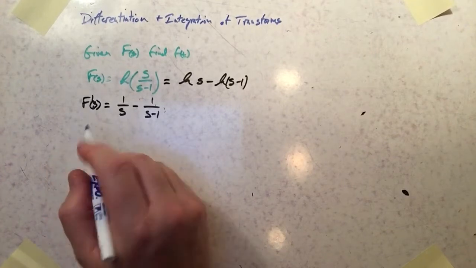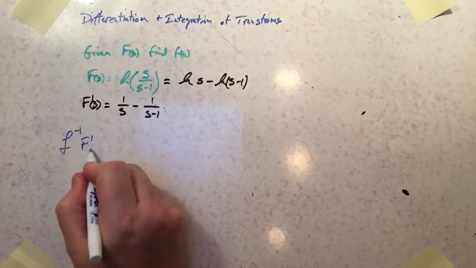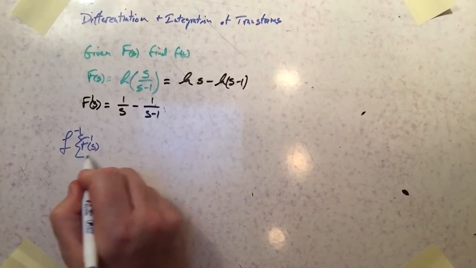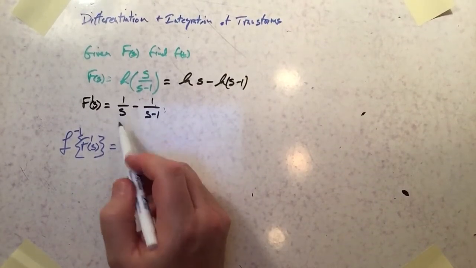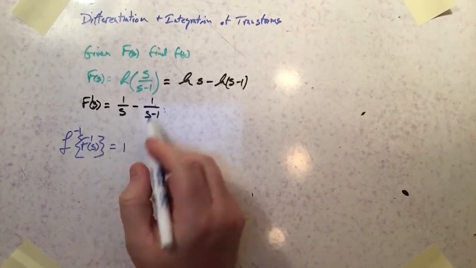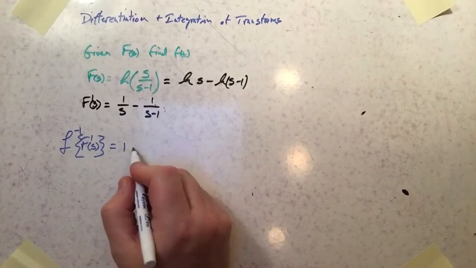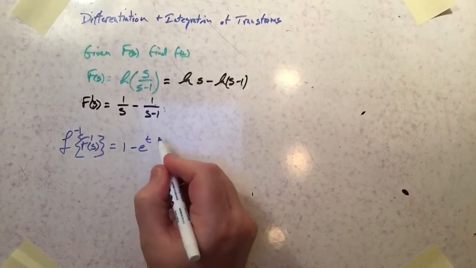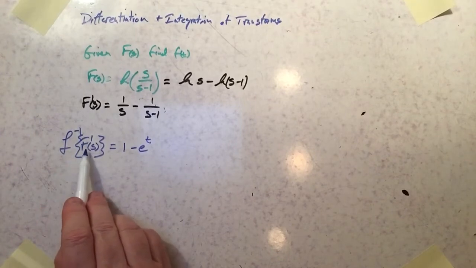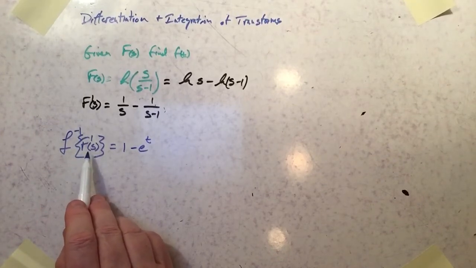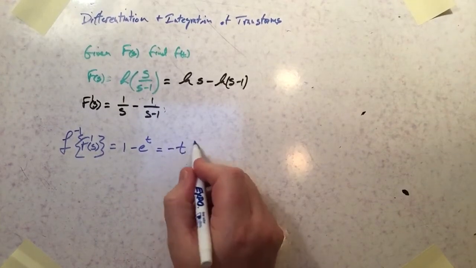So now what we can do is apply the inverse Laplace transform to this. So I can say, let's do the inverse Laplace transform of F prime of s. And that, of course, is going to be, well, 1 over s, that's just 1. And 1 over s minus 1, that's just e to the t. So minus e to the t. And of course, what is the inverse Laplace transform of F prime of s? Well, we just did that. That was equal to negative t f(t).